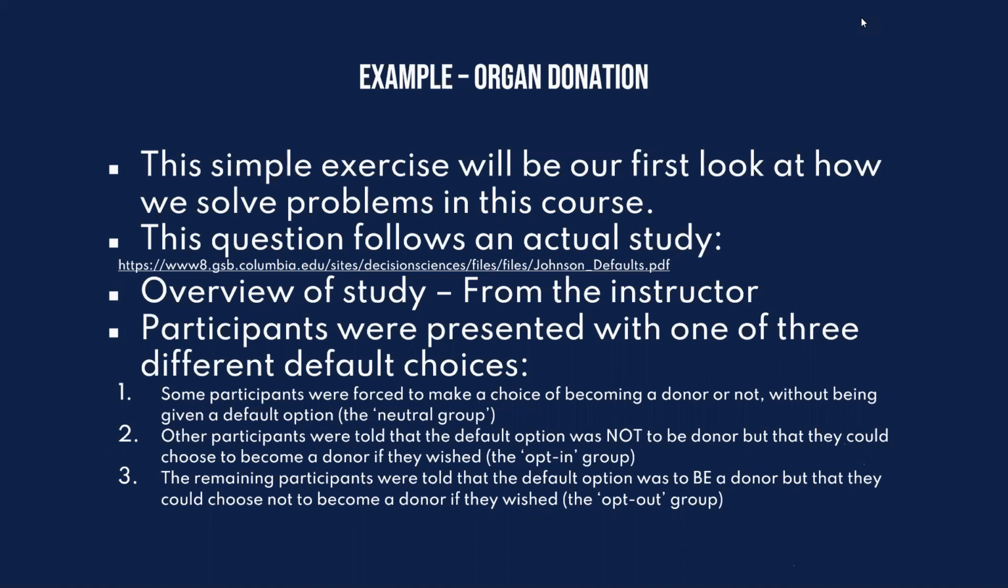Okay. All right, so here's how the options were presented to them. Some participants were forced to make a choice of becoming an organ donor or not. They weren't presented with a default option. When they went to present their driver's license application, they had to answer this question. This is what we call the neutral group, and they had to answer.